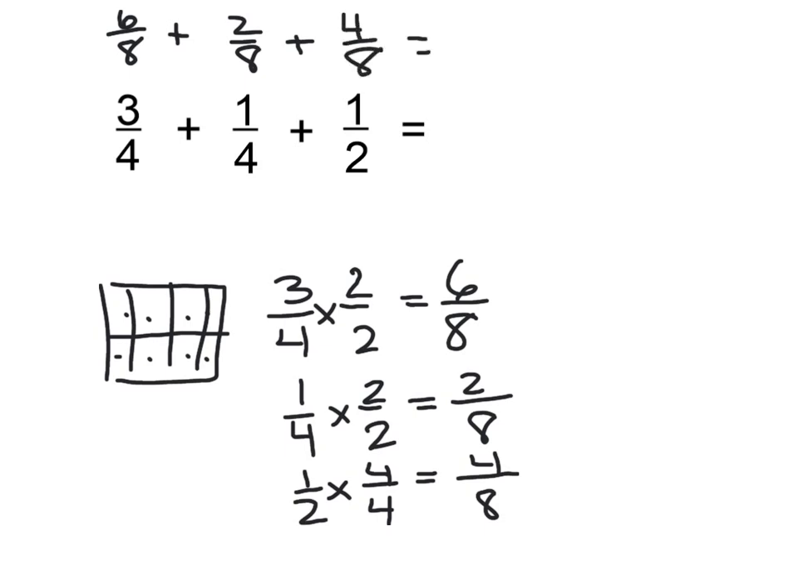Now that they're all the same denominator, we can add. Remember, the denominators stay the same. So our denominator for our answer is going to be 8. We have to add our numerators. 6 plus 2 is 8, and 8 plus 4 is 12. I have 12/8. I'm going to leave this at 12/8, and I want you to come in tomorrow with the mixed number that is equivalent to 12/8.